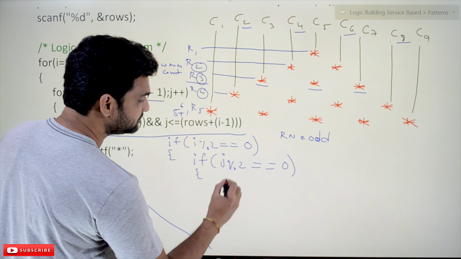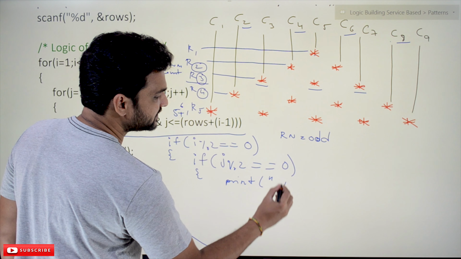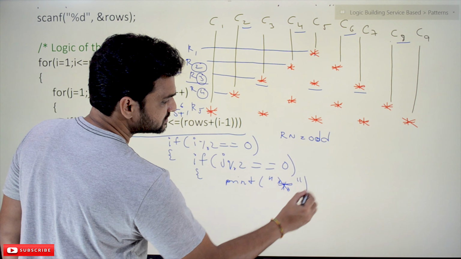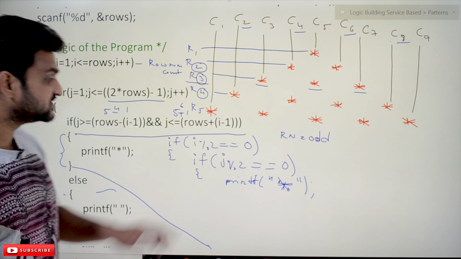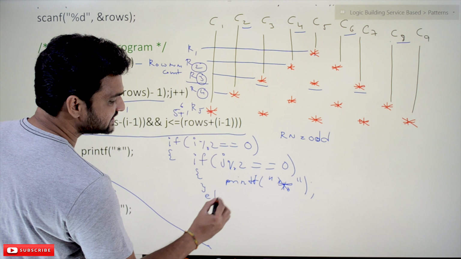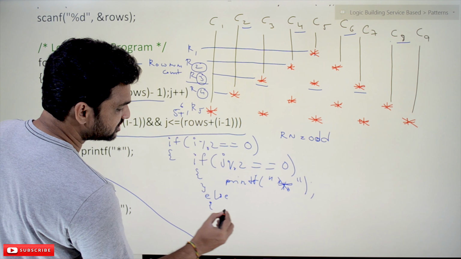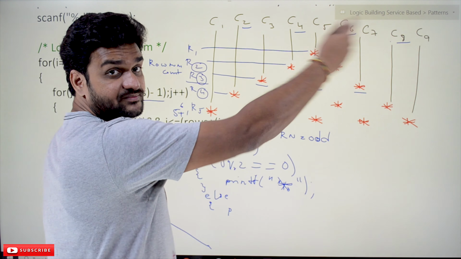What we have to print? We have to print a star. Star has to be printed. Okay, so this is the implementation we have to do. Else is for this if. If this is not true, it means we are in the odd column number.